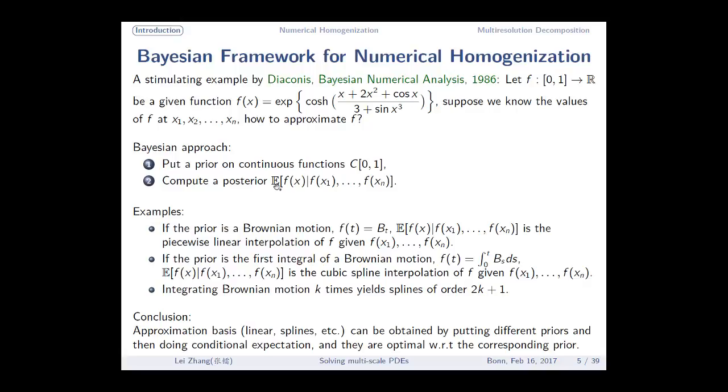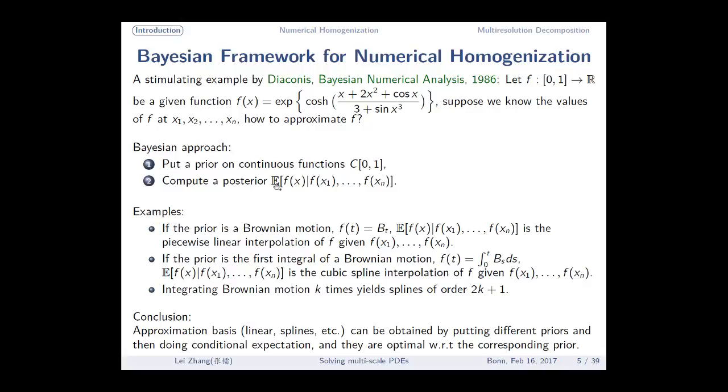Okay, so if the prior is the first integral of Brownian motion, it gives you cubic splines, and you can go further, so that it gives you splines of higher order. So all this means that this approximation basis can be obtained by putting priors and doing conditional expectation. Okay, and this is optimal in some sense, right? This is optimal in the MSE sense, corresponding to the prior.